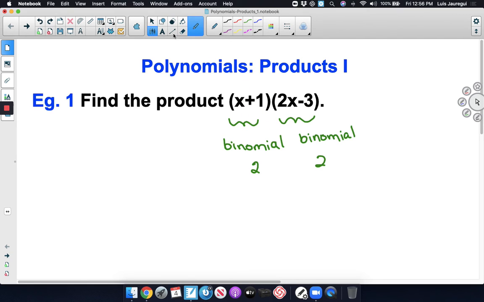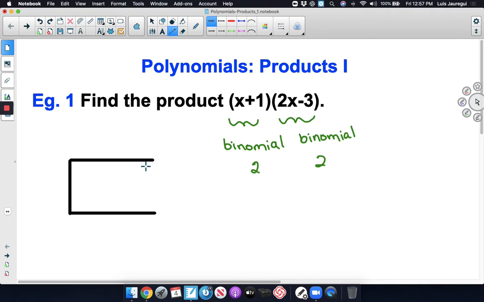So we can actually go ahead and proceed by creating an area model that has dimensions 2 by 2. Okay, so we're going to have two rows and two columns because we're dealing with a binomial times a binomial.